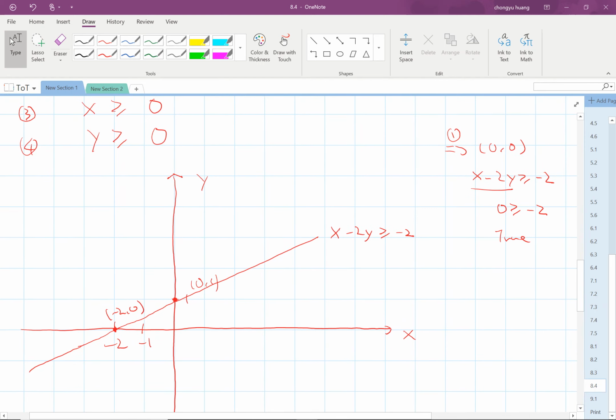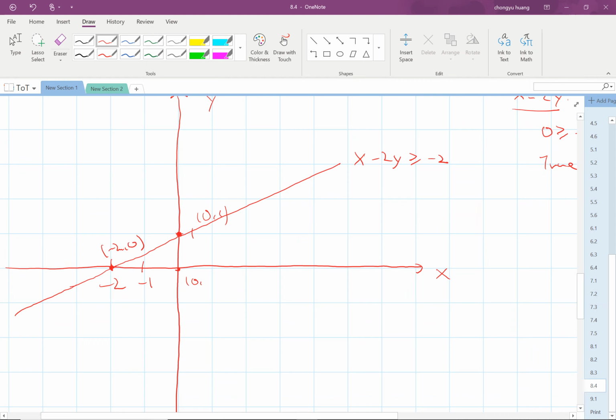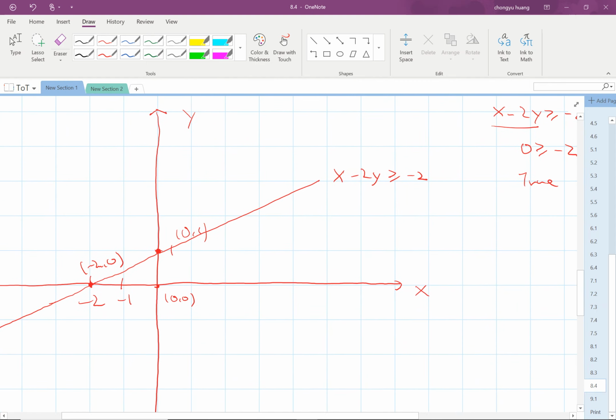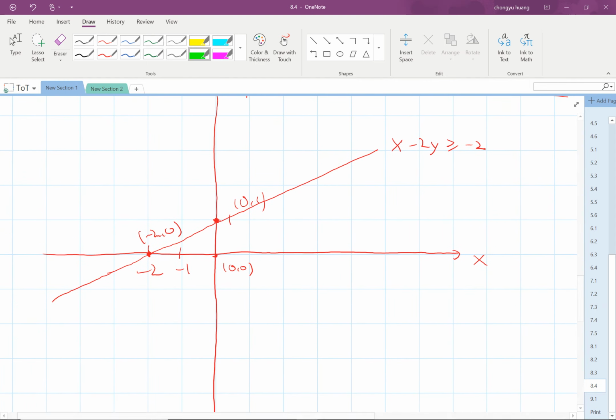I'm using this yellow pen. So we have to include the 0, 0 point. Let me write down the 0, 0 point first, and then I will show the area. We have to include the 0, 0, so that means we have to include everything on this side with respect to the line. It's somehow this area.